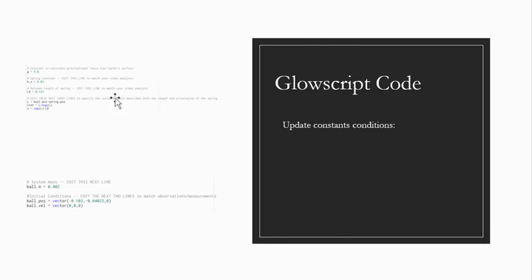So if you can see here, the GlowScript code, I've broken this up into a couple different sections. The first section was to update the constant conditions. So we know, like I said, gravity is 9.8. We know the spring constant is 6.83. We know the relaxed length of the spring is 0.123 meters. And then we also know the system mass is 0.402 kilograms. And then we know the initial position of the ball, and that was captured by our tracker data.